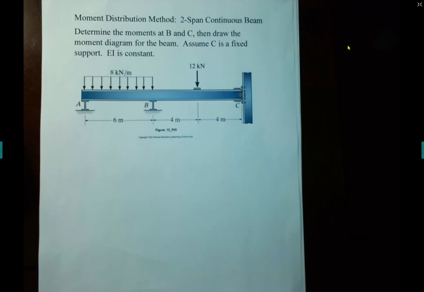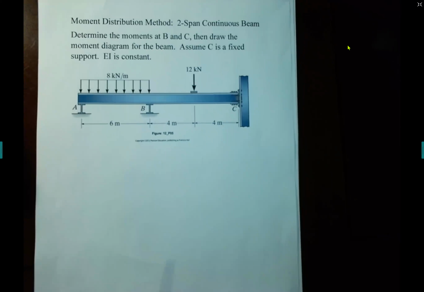Hello, this video is to show how to use moment distribution method to solve a two-span continuous beam problem. Moment distribution method is a very accurate approximate method by making assumptions of the moment at each joint of the structure. By doing the assumptions, we need to use moment distribution table to distribute the unbalanced moment at a fixed connection of the structure. So today's example is a two-span continuous beam.